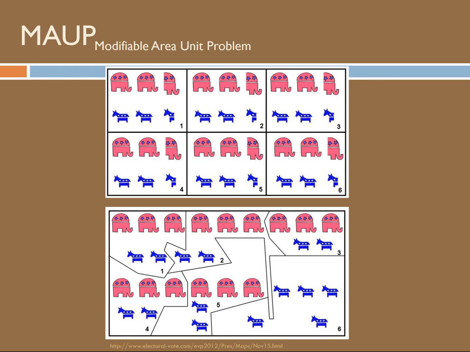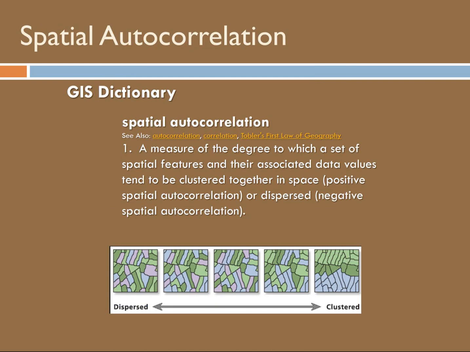So just keep it in mind that the way you interpret a landscape is going to depend on where you draw the borders and organize it. And anyway, that's what the modifiable area unit problem is, and no more about that.